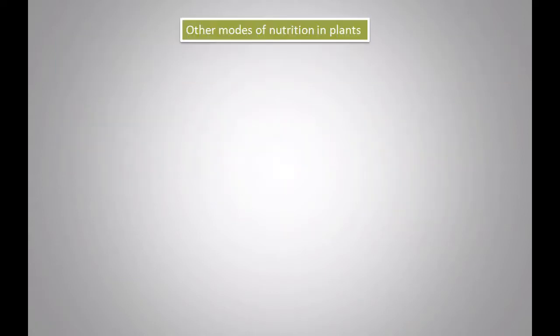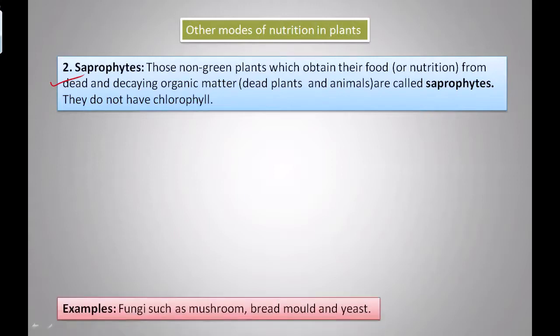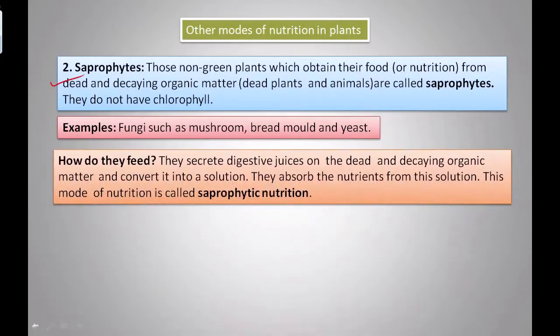Other modes of nutrition in plants are saprophytes. Those non-green plants which obtain their food from dead and decaying organic matter, like dead plants and animals, are called saprophytes. They do not have chlorophyll. Examples are fungi such as mushroom, bread mold, and yeast. Now, how do they feed? They secrete digestive juices on dead and decaying organic matter and convert it into a solution. They absorb the nutrients from this solution, and this mode of nutrition is called saprophytic nutrition.